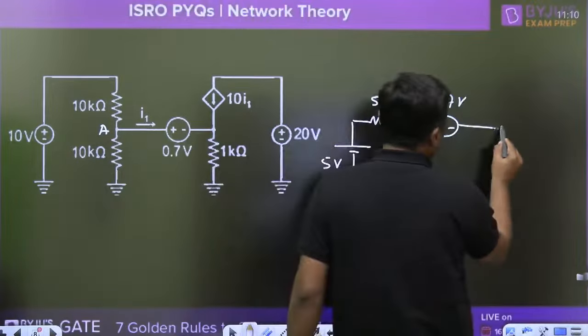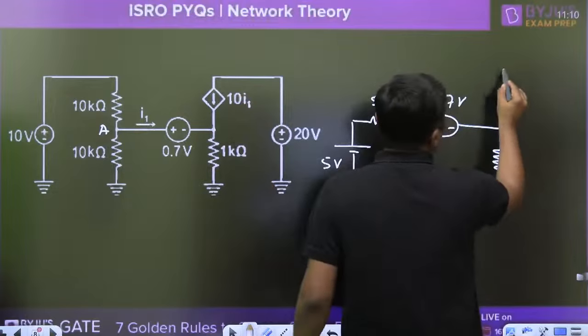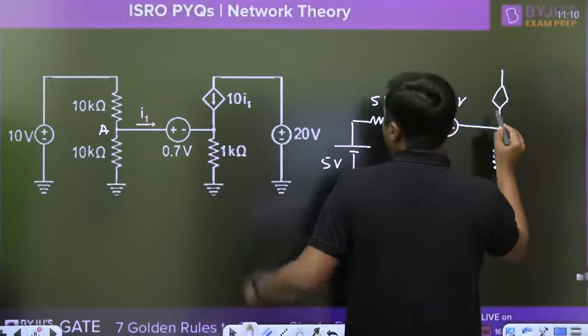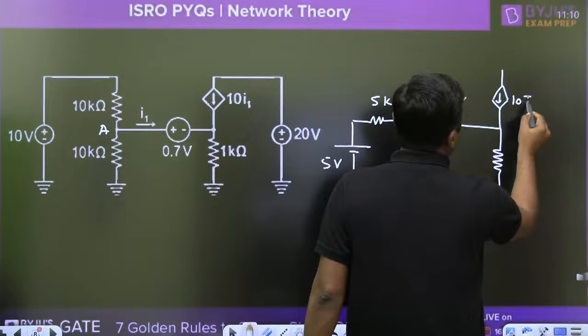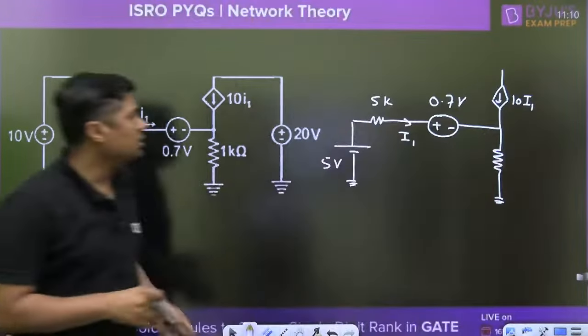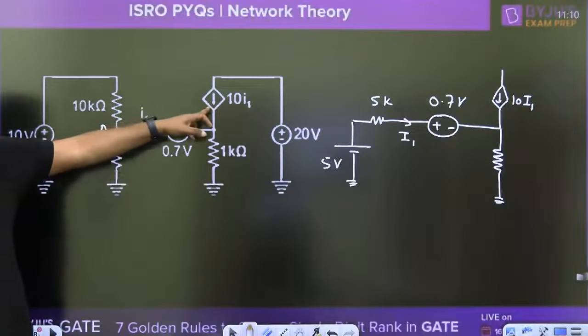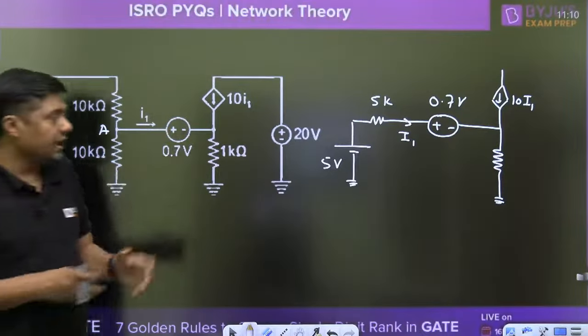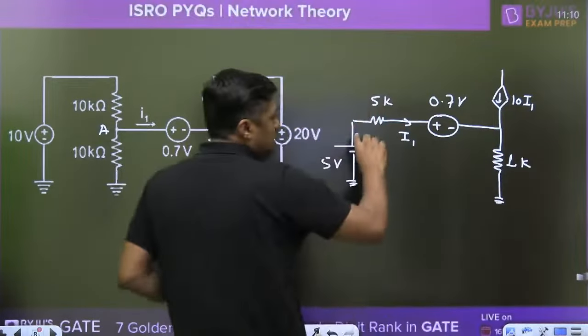Now at this node, no need to apply anything. Simple. When we are having a current source and a battery in series, then the effective is the current source. We are having the battery 20 volt, and the effective is what? 10 I1. Okay. Then 1 kilo. Now this is I1.